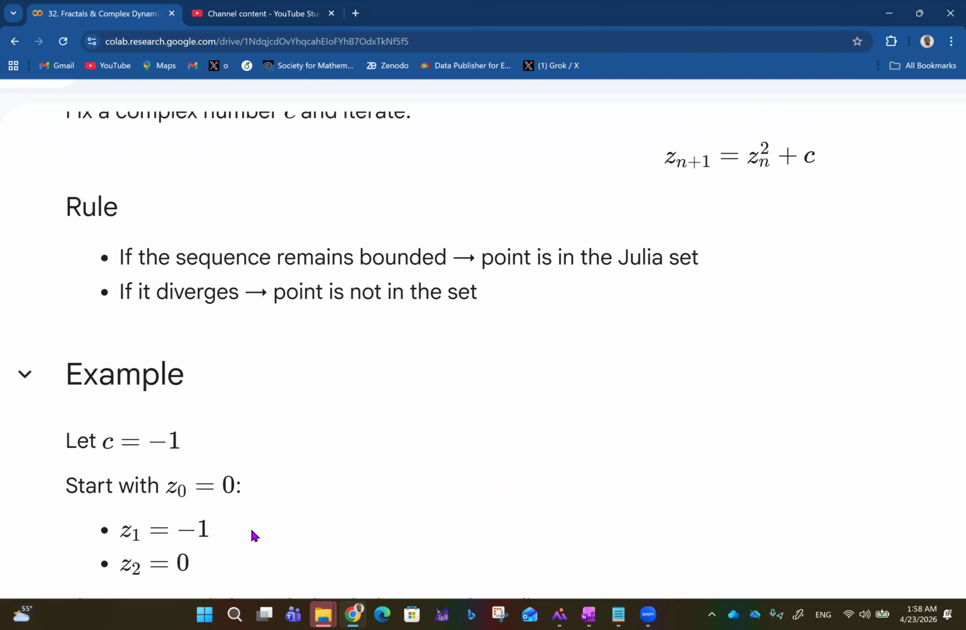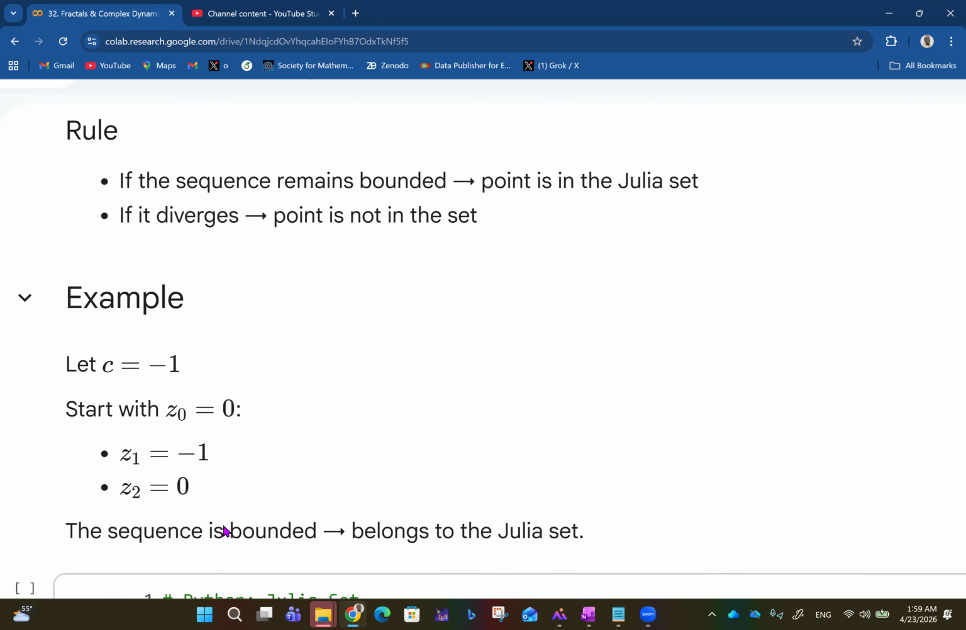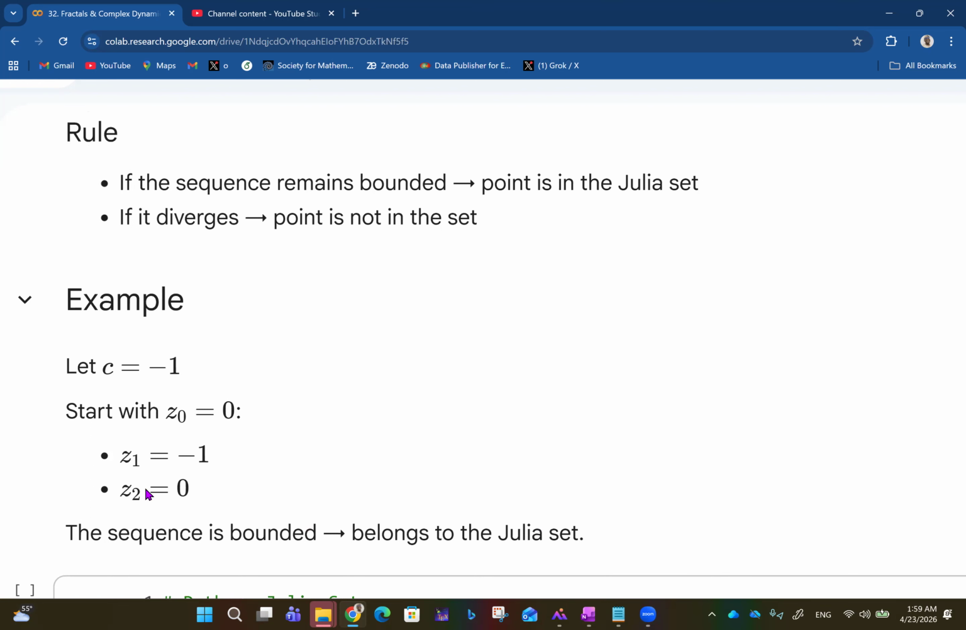It means that z1 is minus 1. And so Z2 will be Z1 squared minus 1, which is 0 again. That's just following what we did the other time. So this is just going to keep repeating. So the sequence is bounded and it belongs to the Julia set.